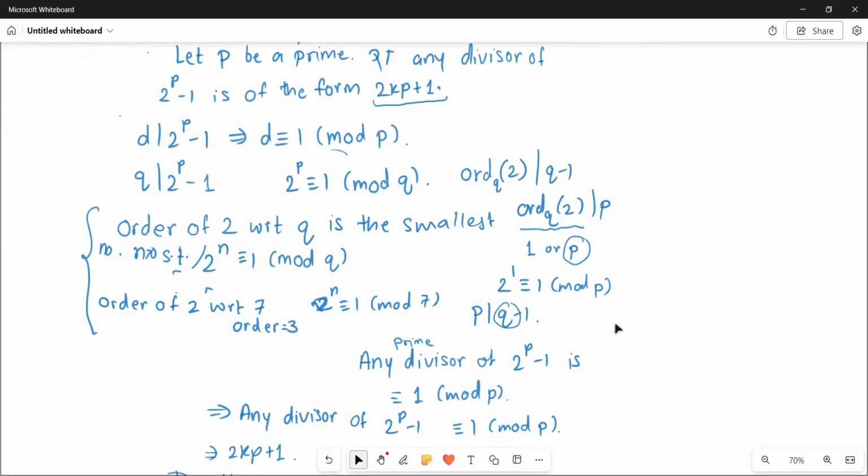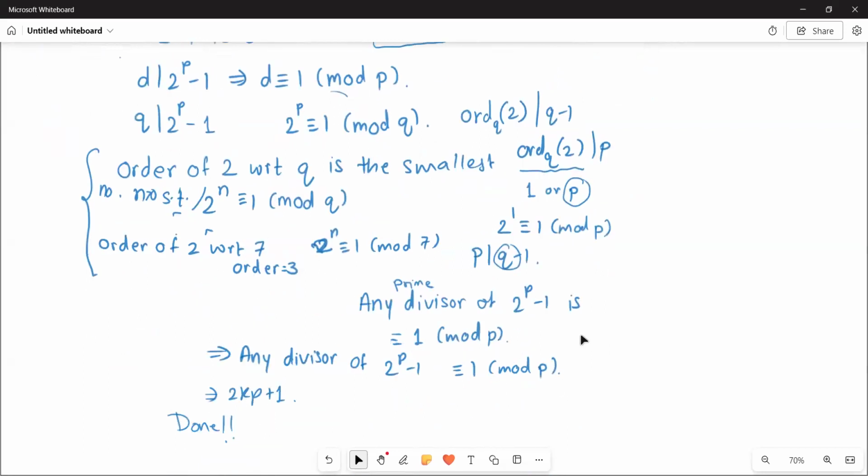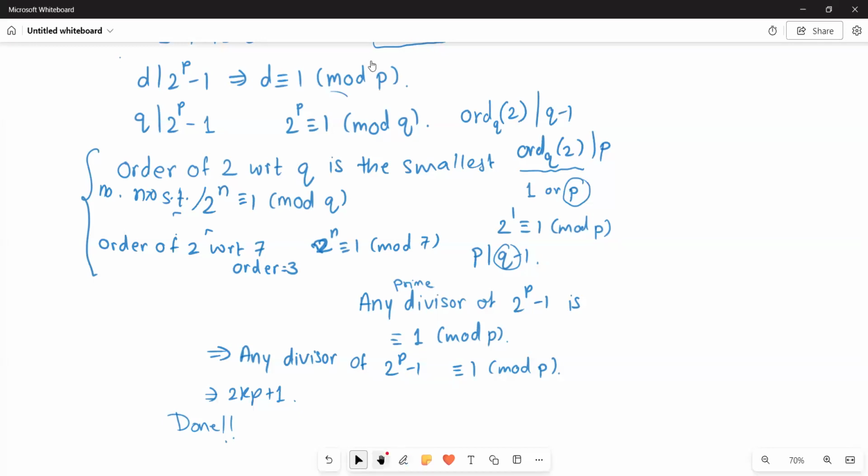I think there should be, in that middle equation, 2 to the power p is congruent to 1 mod q, I guess. Yeah, sorry, my bad. Got it. It was my mistake. Thanks for pointing out. So this has to be because we were looking at the order of 2 with respect to q. That's why.